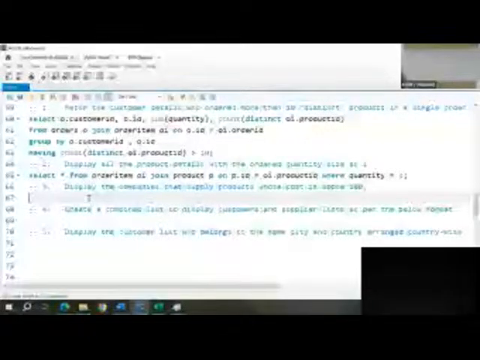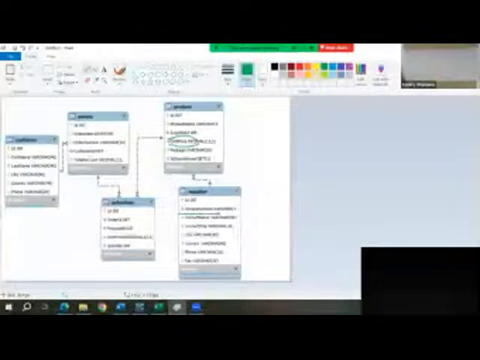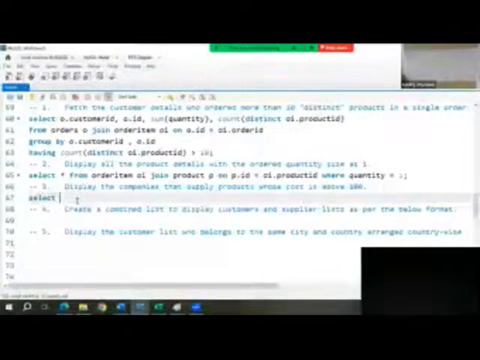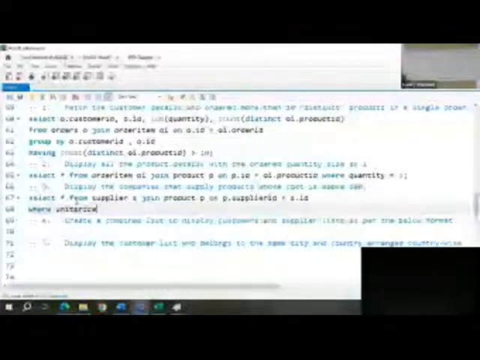Okay, so next: products whose cost is above 100. Again, find the companies who supply products whose cost is above 100. So unit price should be greater than 100. That is all. So join these two tables on supplier ID and ID and write a where clause saying unit price is greater than 100. So select all from supplier ID, supplier ID is equal to, greater than 100.